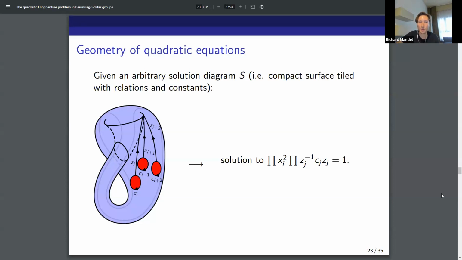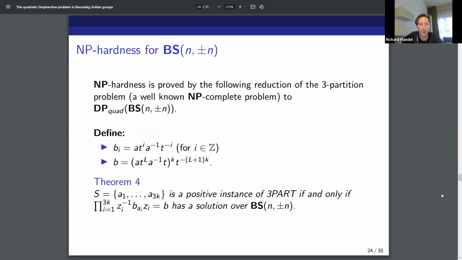I'm running a little bit low on time, so I want to at least get through establishing NP-hardness for BS(n, ±n). Can you do the next slide? Okay, the NP-complete problem that works really well here is called the 3-partition problem. I'll just describe it verbally.